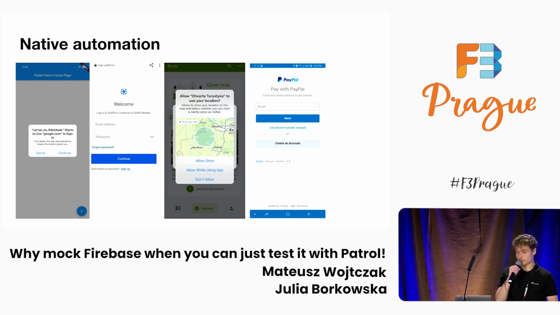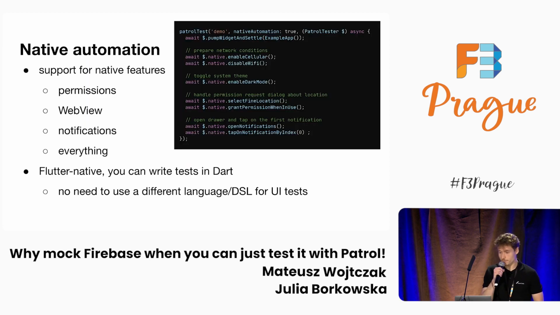So let's go to the native automation. And as you can see in your test, you have patrol tester, which is $, and you can use .native. And inside the native object, you have all the methods and stuff related to the native world. For example, you can prepare some network conditions, you can toggle some system theming, handle permissions, open drawer with notifications, and it's all written in Dart.